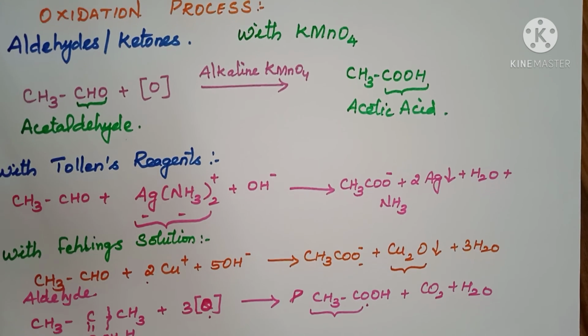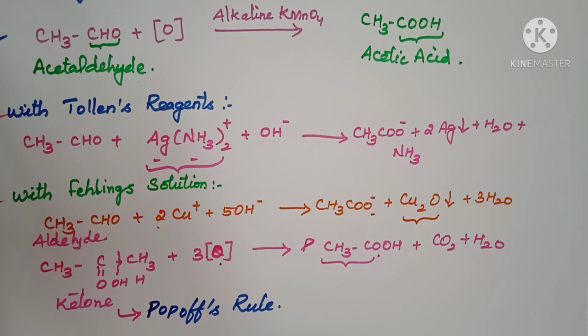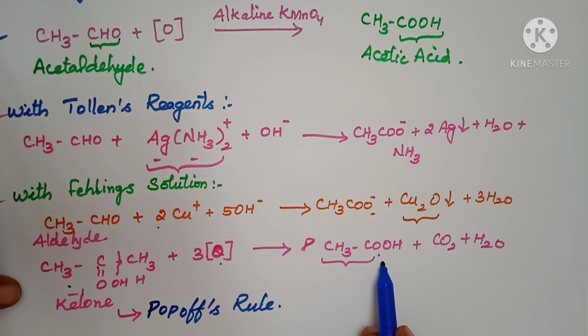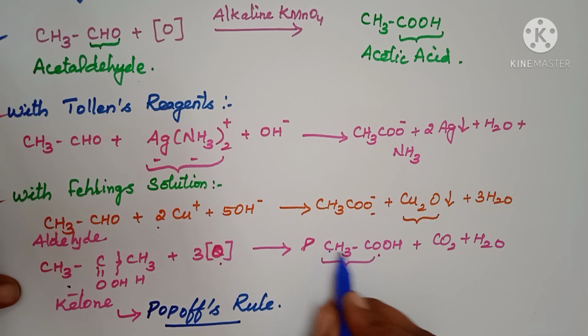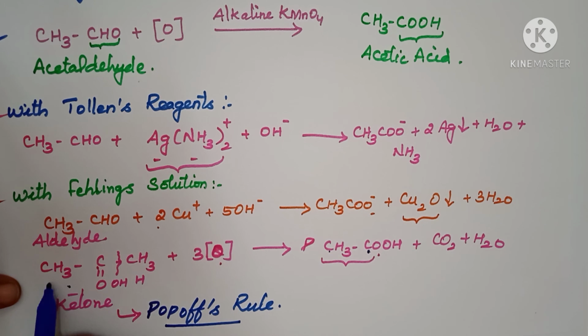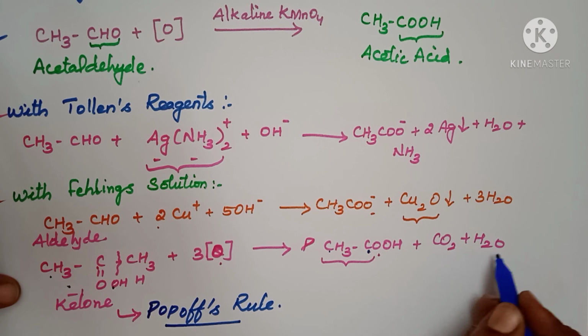One more thing I would like to tell: here more carbons are available, and we receive a product with fewer carbons. This is what we can call Popoff's rule. Here is acetone with three carbons, and here acetic acid has only two carbons, so a cleavage takes place. So CH3COOH here, and this is H, so carbon dioxide and water molecule.